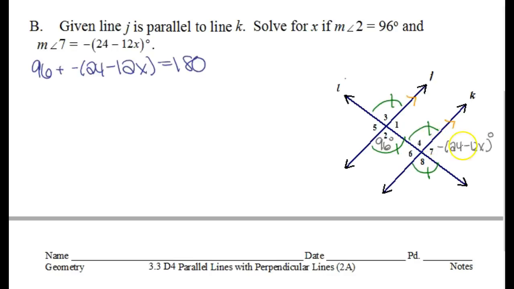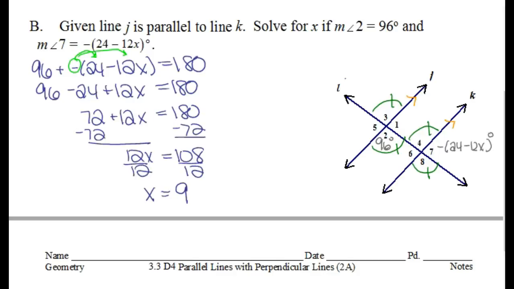So because we can use a linear pair with either 4 and 7 or 7 and 8, we can go ahead and say that those two angles are supplementary. Their sum equals 180. So why don't you guys go ahead, solve. So don't forget to distribute the negative, making that negative 24 plus 12x, and then eventually you'll get to x equals 9.